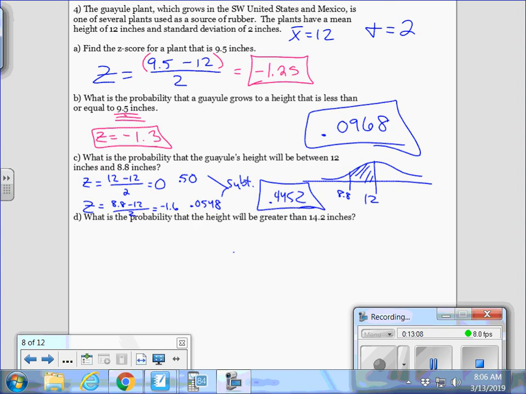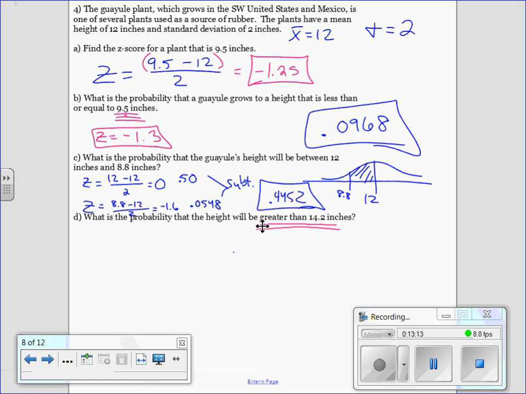All right, let's find the probability the height will be greater than 14.2. Do you remember a greater than strategy? Yes, so you're going to z-score the 14.2, find the probability of being below there, and then take that and at the very end subtract it from 100%, because that will give you the probability of being above 14.2.